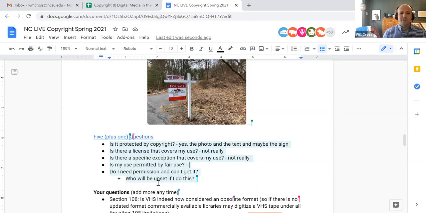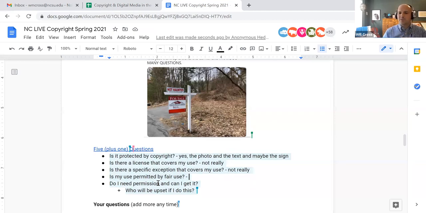But very, very briefly, those other exceptions I called specific exceptions because Congress had a particular type of person doing a particular type of thing in mind when they wrote them. If you're a teacher in the classroom playing music, it's okay. Fair use is kind of the exceptional exception. It's the catch-all.